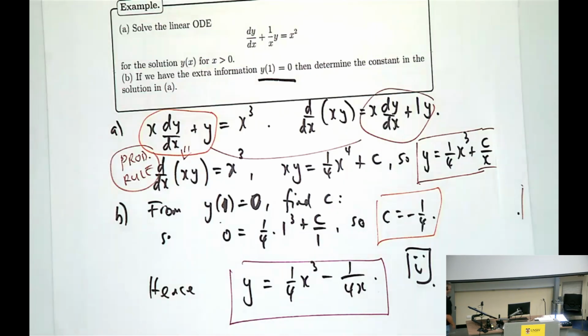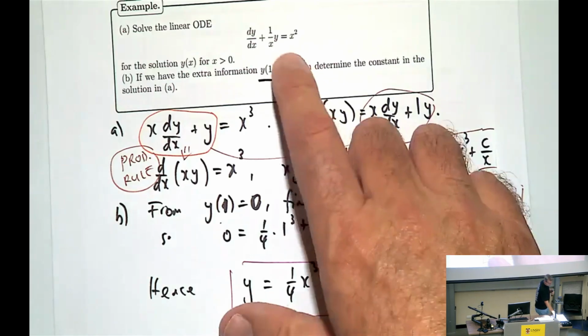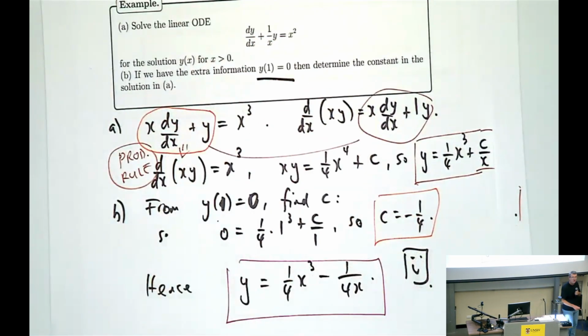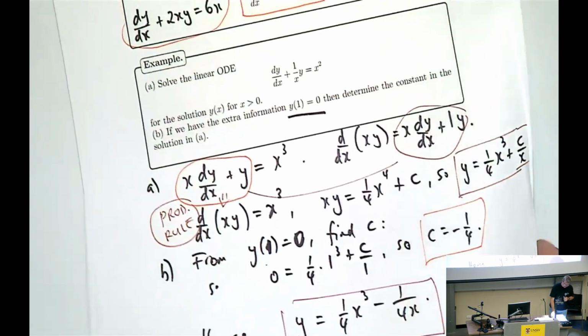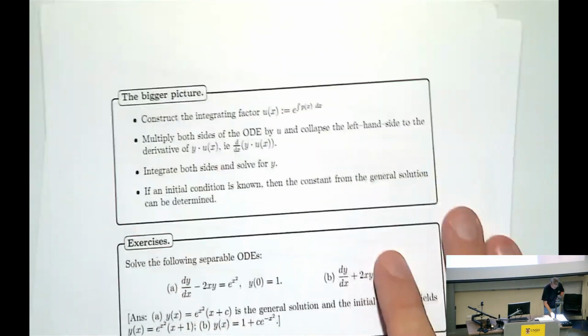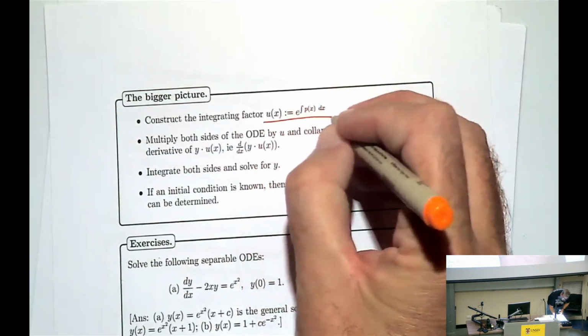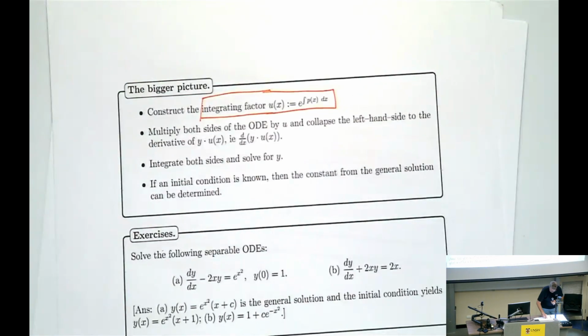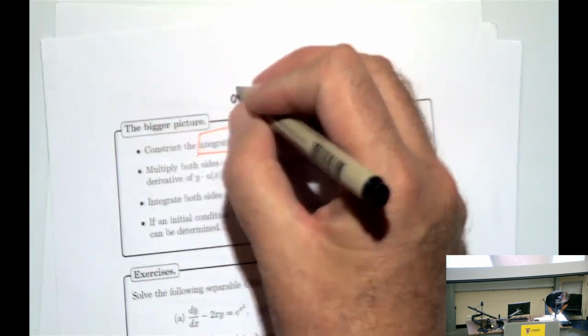All we had to do in this one was move stuff around and we got the derivative of a product straight away. It's not always that easy. So we have this thing called the integrating factor, which is defined as this. So just let me write out the equation again.